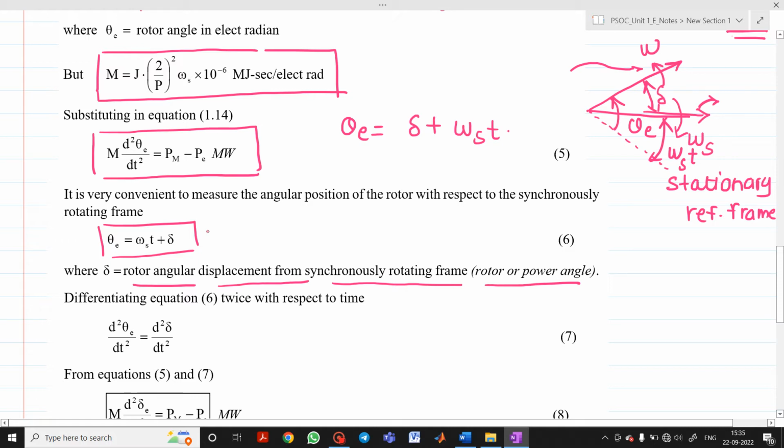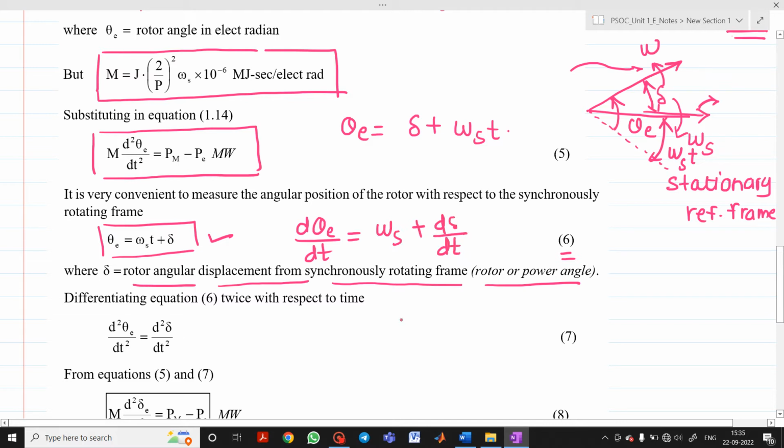Now I will differentiate equation number 6 twice. Why are we differentiating it twice? Because in equation number 5, we have a double derivative, that is d square theta e upon dt square. If I differentiate once, we get d theta e upon dt equal to omega s plus d delta upon dt.